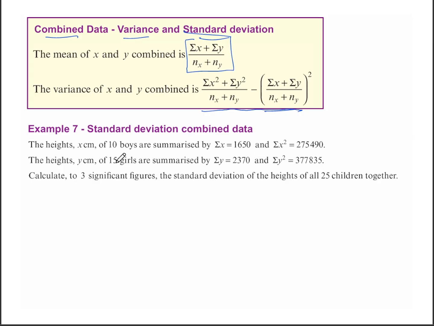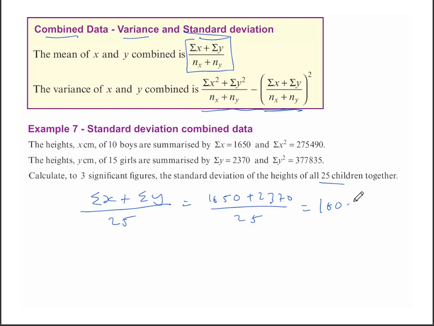So firstly, we want to find the mean of all the 25 children together. And for that, we have to add up all the data points from both sets. So sum of x plus sum of y divided by the total number, which is 25, the total number of kids that are there. This will give us 1650 plus 2370 divided by 25, which gives us 160.8. That is going to be the mean of the height of all the 25 children put together.